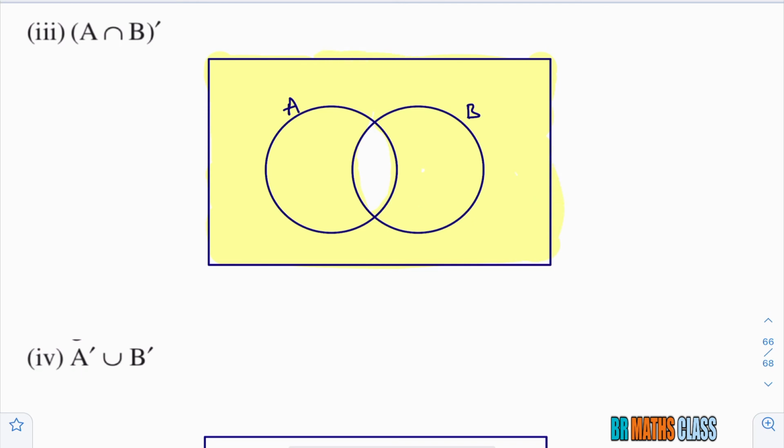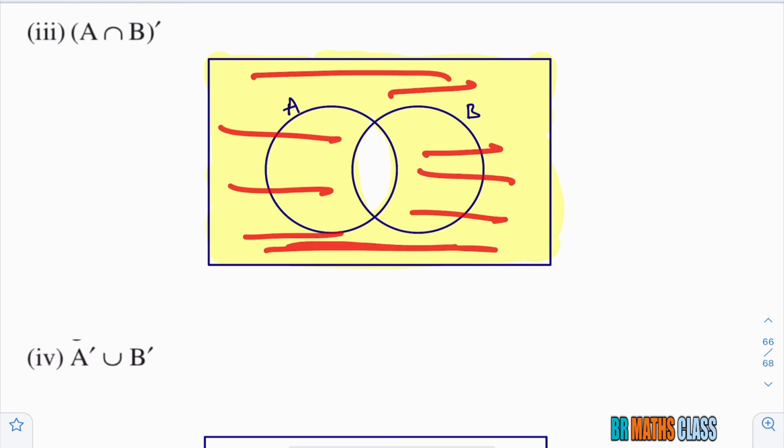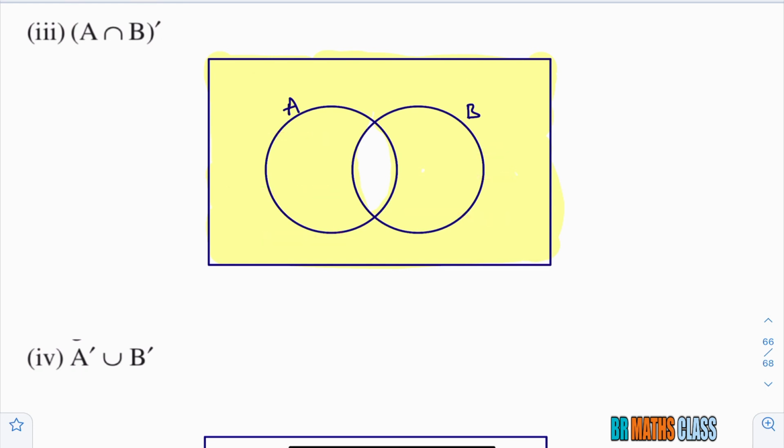It can be understood easily. Look here. A intersection B whole dash means not A intersection B. Whatever colored part I shaded here, that is not A intersection B. So here I will draw like this. I will take one small circle here, a small square here, and I will shade. What is this part? This part is nothing but A intersection B whole dash.